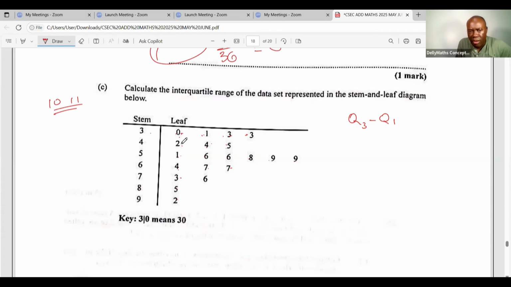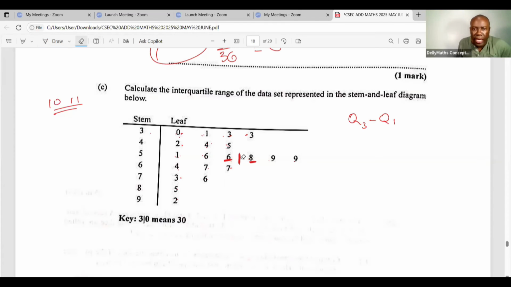1, 2, 3, 4, 5, 6, 7, 8, 9, 10. This is in the middle, and 11. These two are in the middle right here, so I'm going to pick them up. This is my middle, my Q2 right here. That's my median.